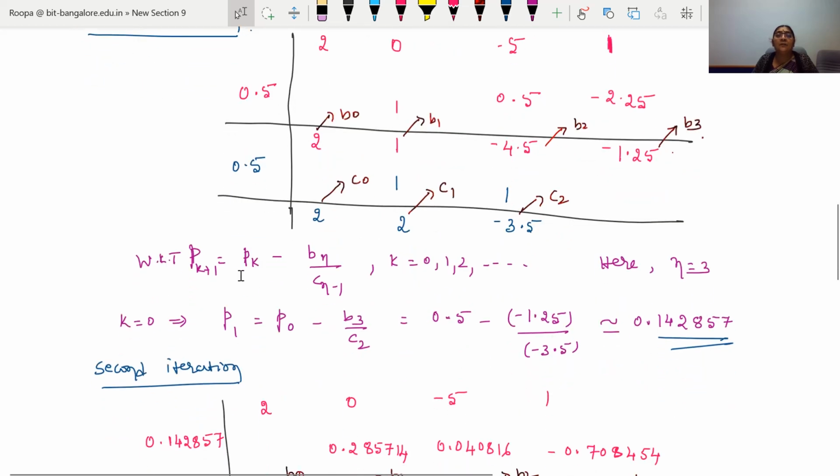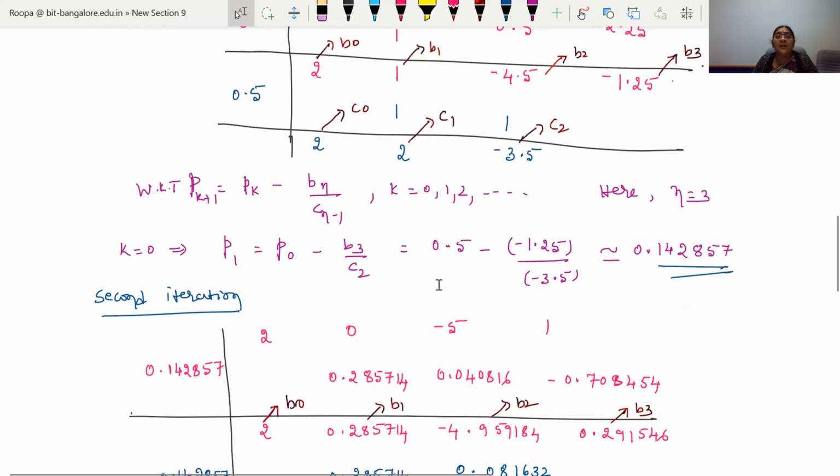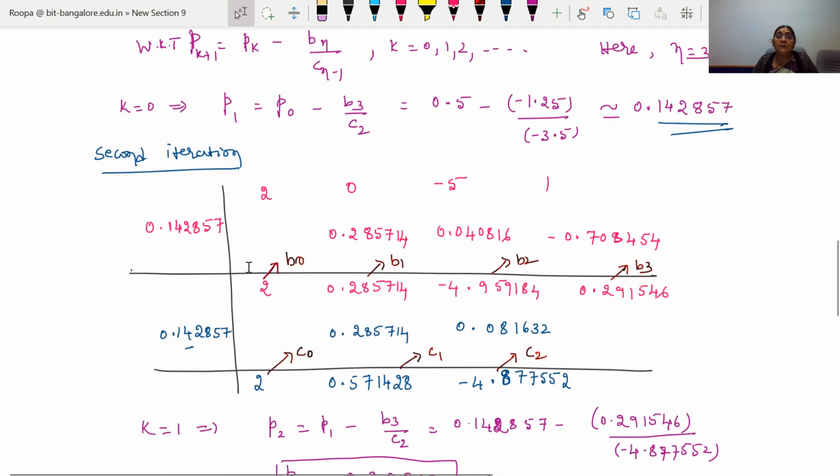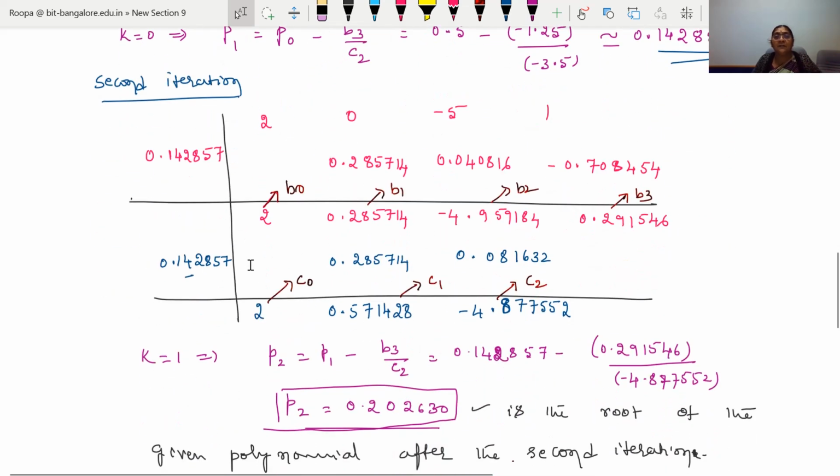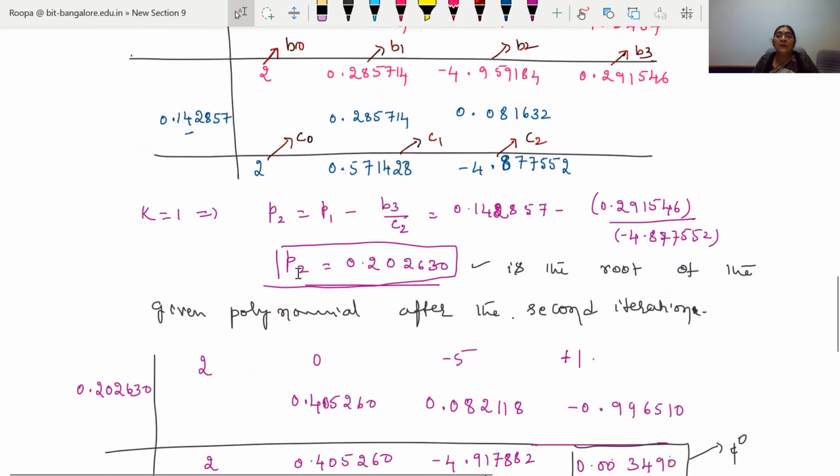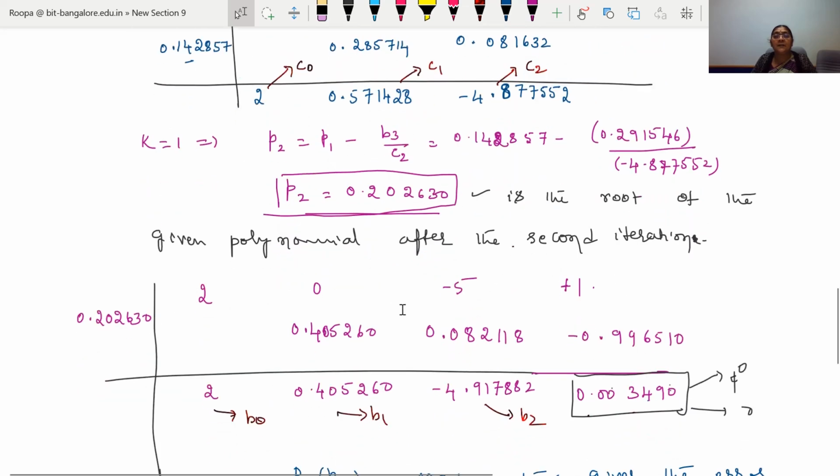Once we get that, we use another formula: pk plus 1 is equal to pk minus bn divided by cn minus 1, where n is the order of the polynomial. What's the order of the polynomial here? 3. Then putting k as 0, we get the first iteration value. Using the first iteration value, again repeat the synthetic division method to find the b's and c's. Once you get k equal to 1, find the p2 value. This completes the second iteration. But in the problem they gave, perform 2 iterations. Therefore, this is the root of the given polynomial after the second iteration.